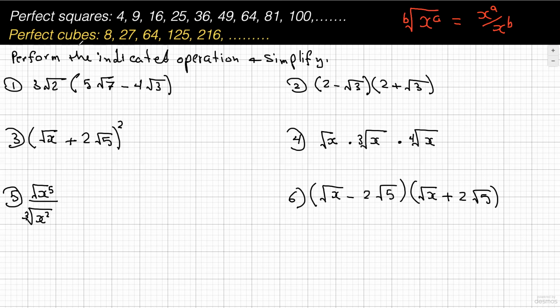Just as a reminder from yesterday's lesson, we should know the perfect squares and the perfect cubes, and that's how they go. Of course, they continue forever. You have an infinite number of perfect squares and perfect cubes.